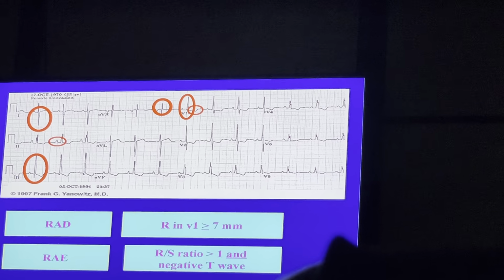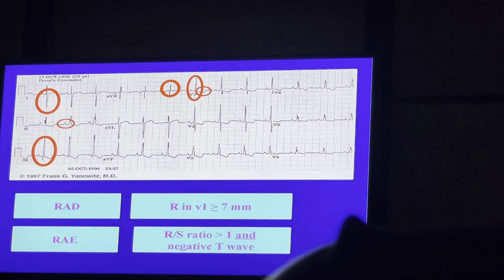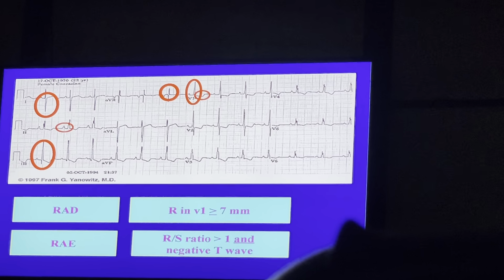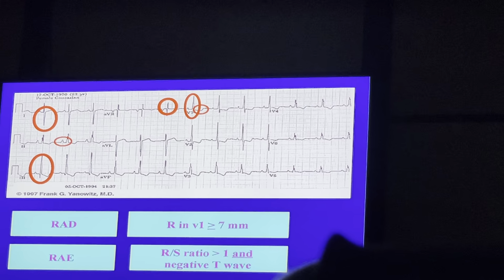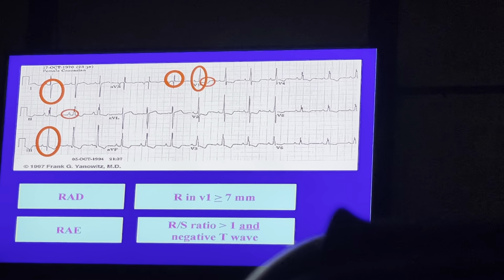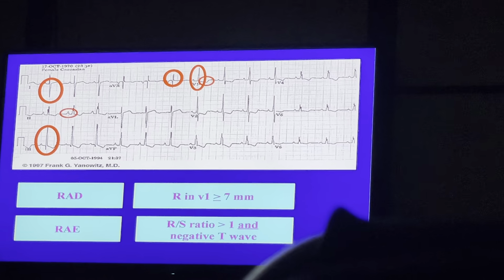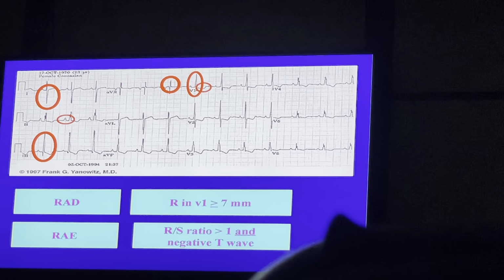Next. So what you can see in this, what is the axis? Right axis. Right axis, and the R wave in V1 is more than 7. So this is right ventricular hypertrophy.